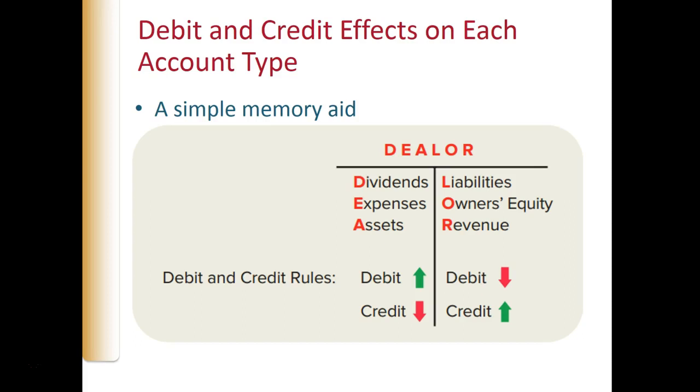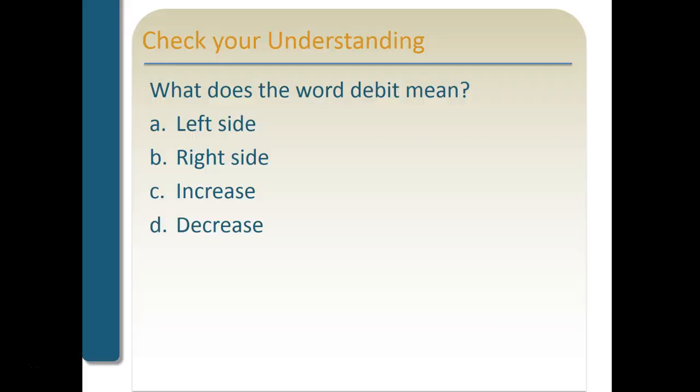So you can, and then also remember the accounting equation. Assets always have a debit balance because they're on the left-hand side of the equation. Liabilities and stockholders' equity always have a credit balance because they're over here on the other side of the equation. So, if you get this one wrong, you're in trouble.